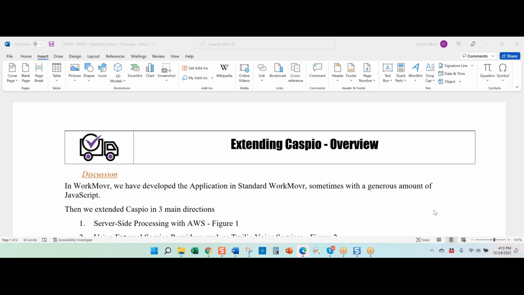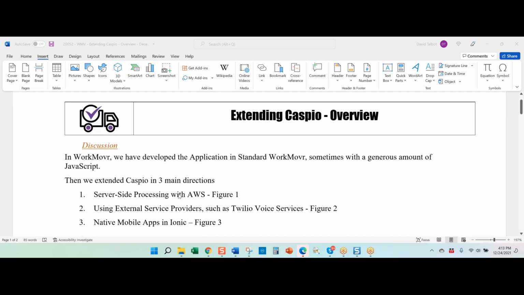Now then what we did, we extended Caspio in three main directions. And again, these would be easy for an average programmer to follow through with. Okay, first is server-side processing with AWS. Second, using external service providers such as Twilio voice services. And third is native mobile apps in Ionic. So let's have a look at these one at a time.